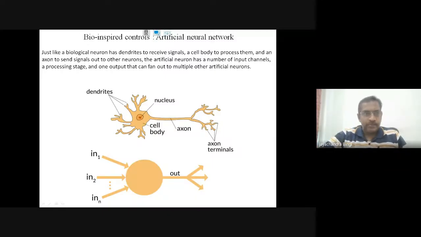So yesterday we started the discussion on sensors. Now today we are moving on to the controls.